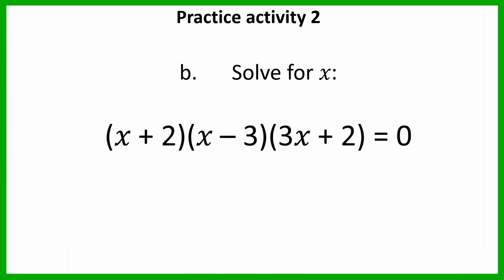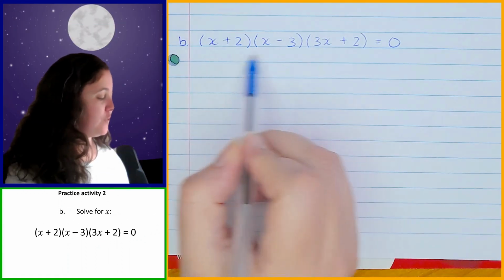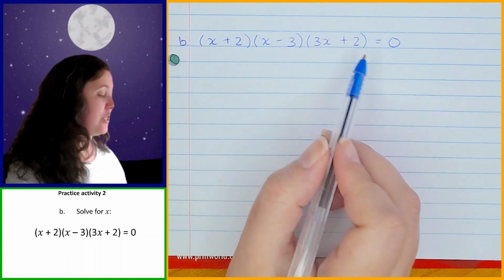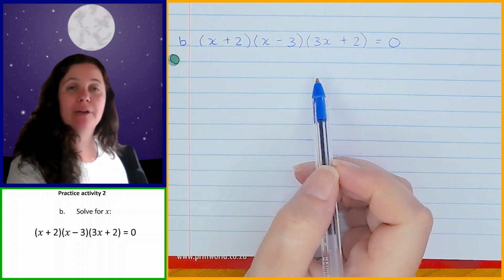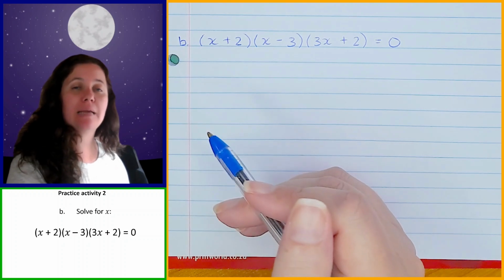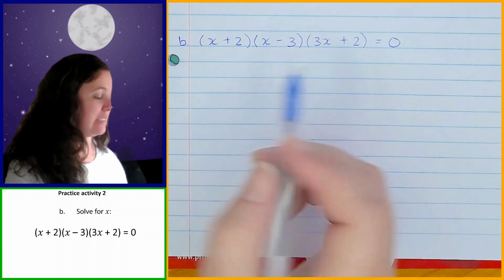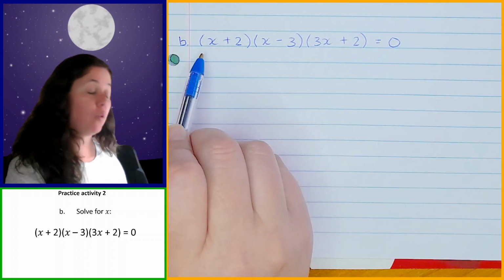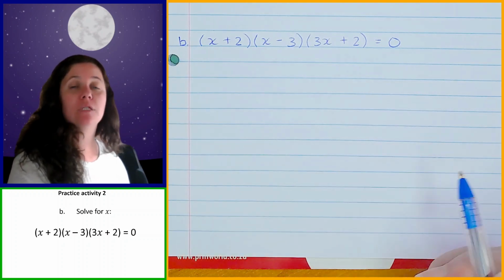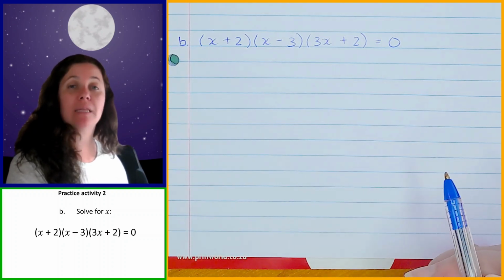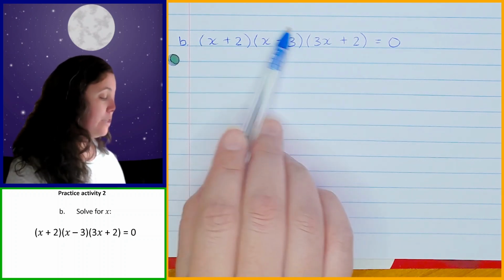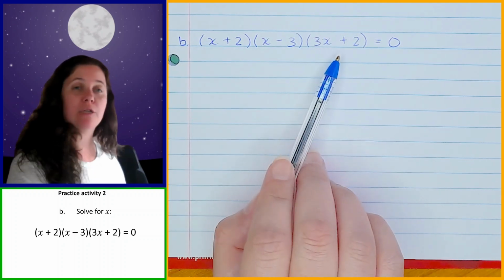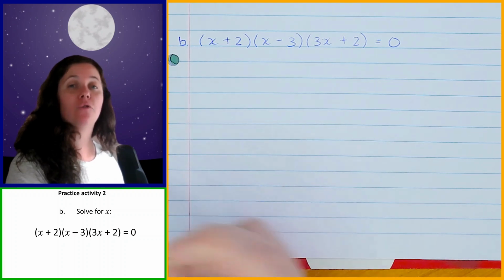Okay, so let's go through that question. So for this one, I've got 3 factors that are being multiplied together and equal to 0. It doesn't matter that there are 3 factors. The process is exactly the same for 3 factors as for 2 factors. I'm still going to say that at least one of these must be equal to 0 in order for me to get 0 when I multiply them together. That means that this one could be 0, or that one could be 0, or that one could be 0, which means I need to find a solution from each of these.